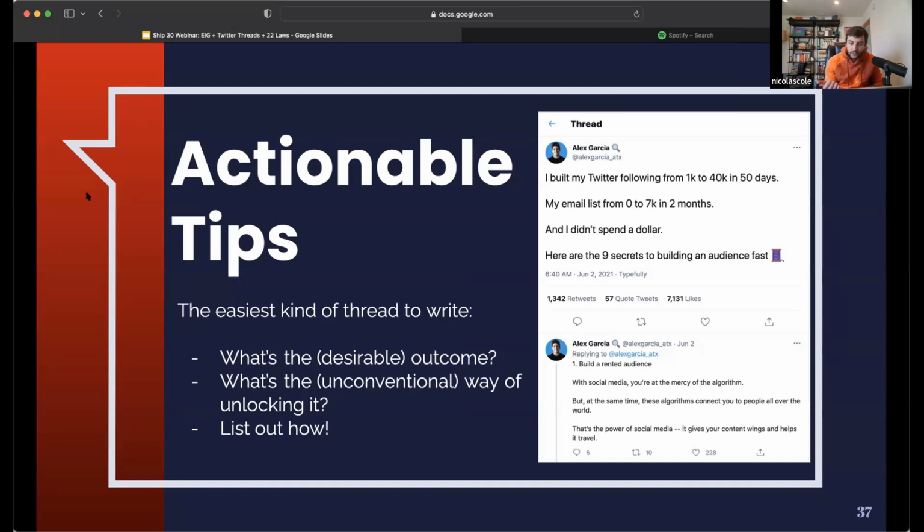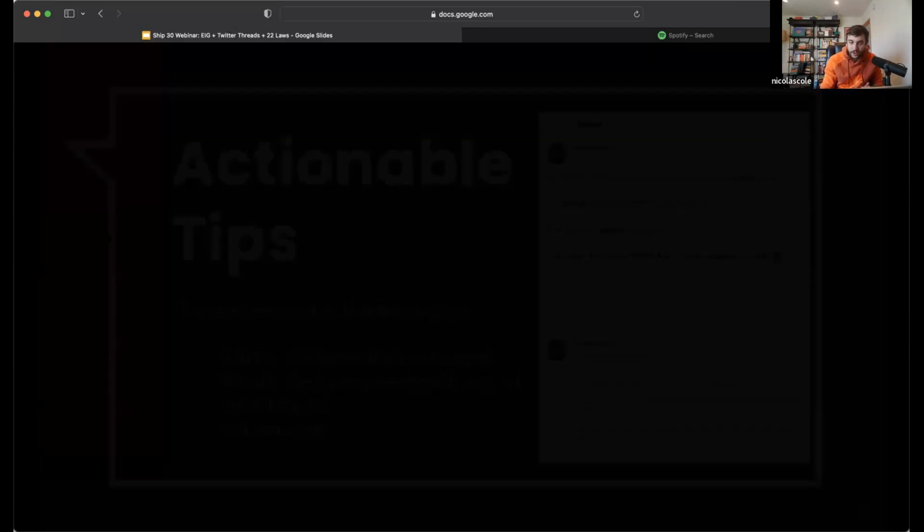But easiest way to write this, what's the desirable outcome? What's the unconventional way of unlocking it? And now here are all the ways that you can unlock it. Here are the tips. Here are the mistakes to avoid. Here are the reasons, right? It's just very, very simple, straightforward. This is way easier than writing a story.